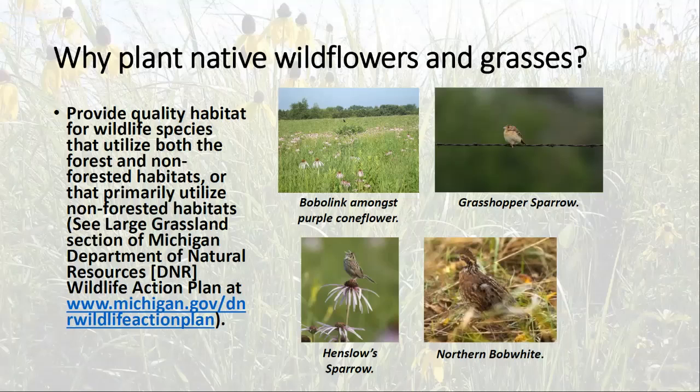And that upper left picture there, I know you can barely see the bird, but that is a bobolink perched on a shrub in the middle of a grassland that includes purple coneflower as a component. So again, there are other wildlife species that people are interested in in addition to those pollinators that receive a lot of attention.